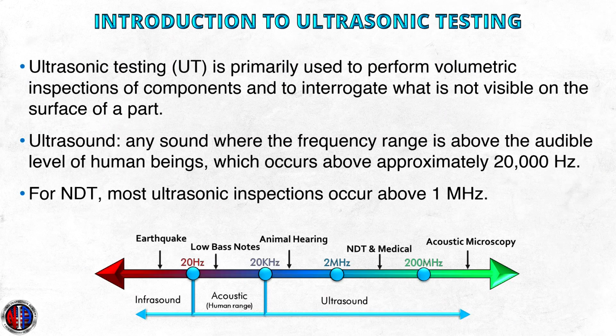Introduction to Ultrasonic Testing. Ultrasonic testing, abbreviated UT, is an NDT method used primarily to perform volumetric inspections of components and to interrogate what is not visible on the surface of the part. The term ultrasonic refers to any sound where the frequency range is above the audible level of human beings, which occurs at above approximately 20,000 Hz. For nondestructive testing, most ultrasonic inspections occur above 1 MHz.